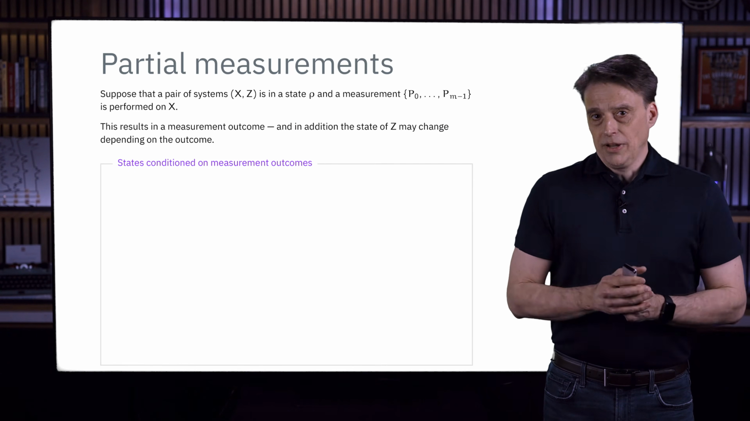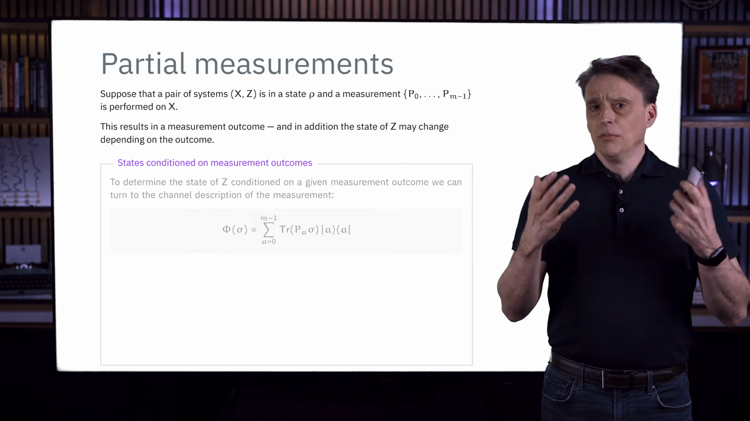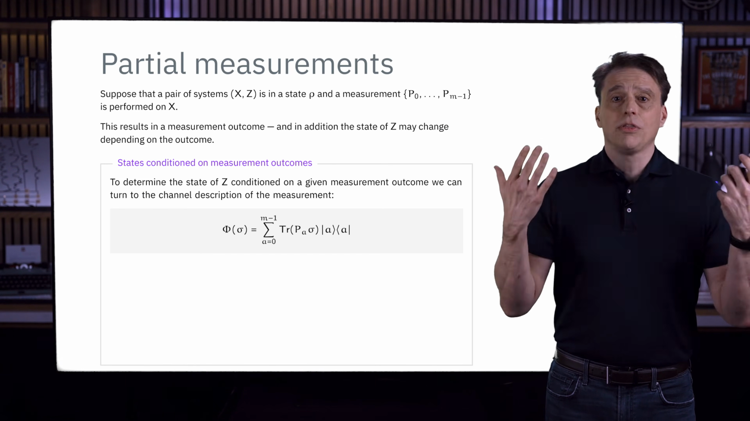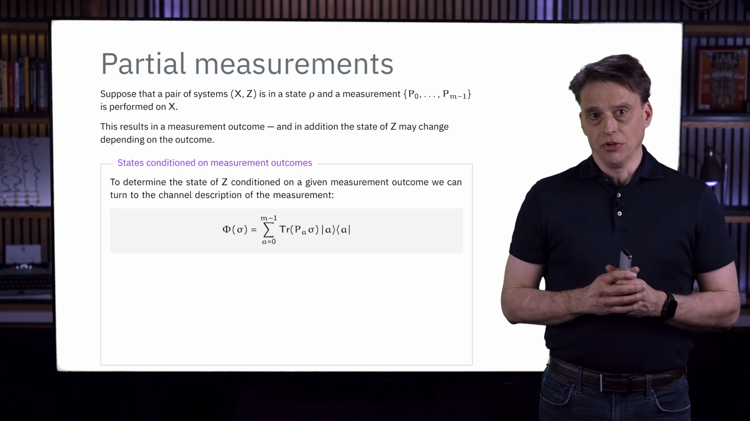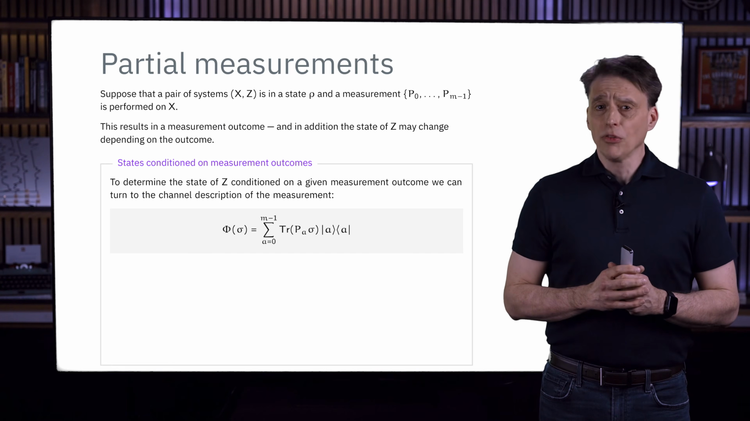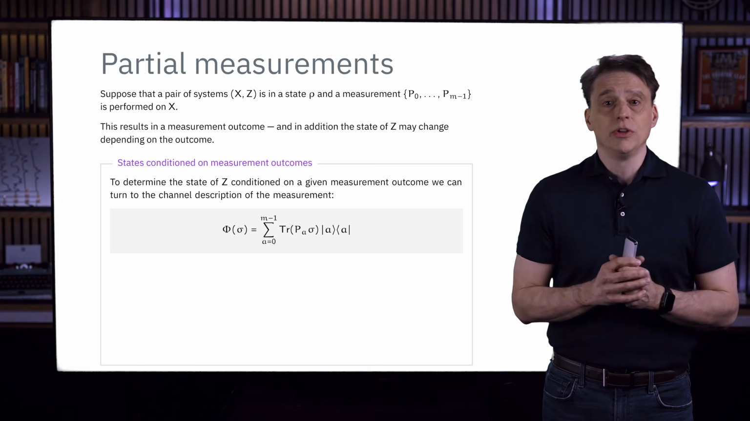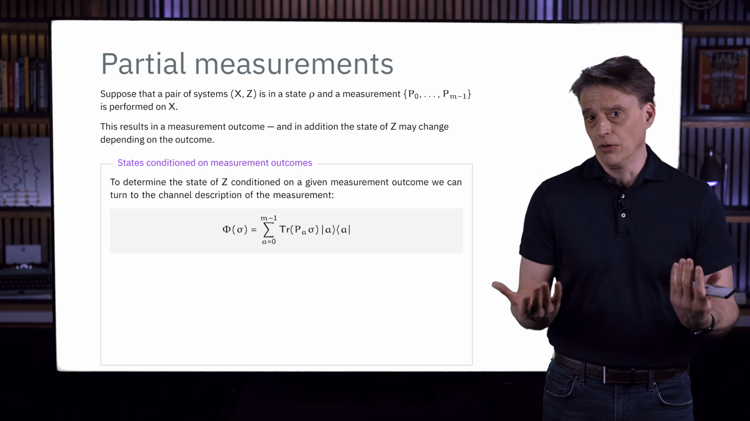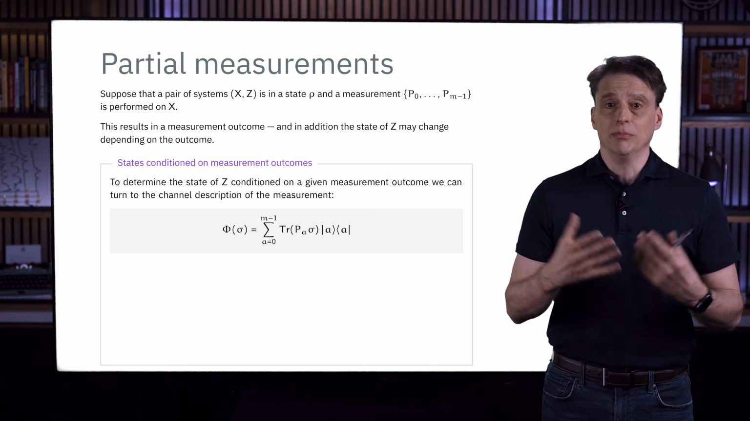And now let's see how the state of Z is affected by the measurement. And the most natural approach, in my view, is to think about the measurement as a channel. Here's the channel that we associate with our measurement. And we're thinking about this as a channel from the system X to a new system Y, whose classical states correspond to the measurement outcomes. So in this formula, sigma represents a state of the system X alone.